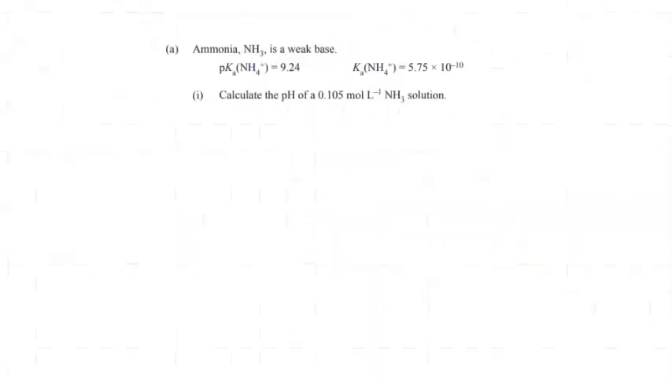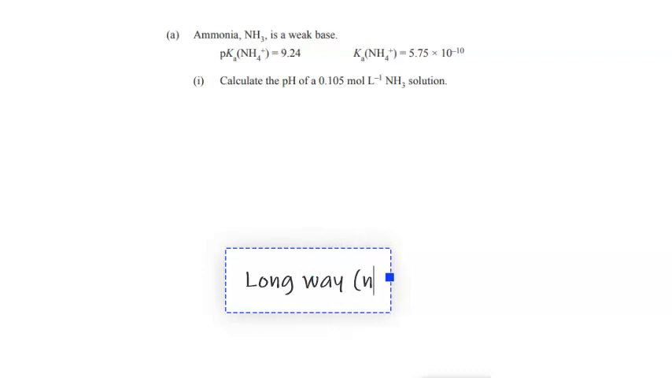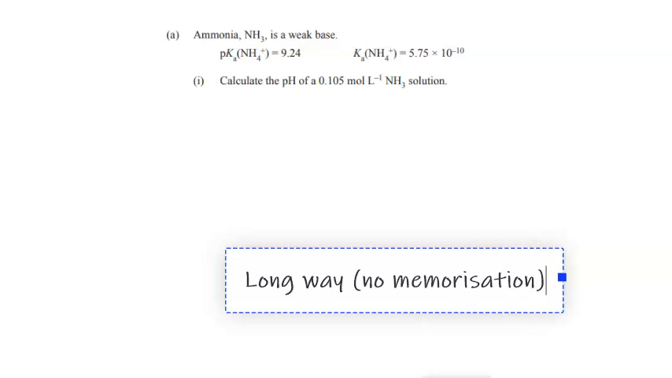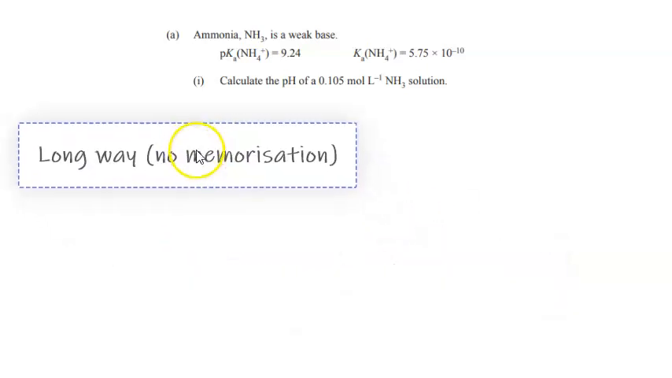So the first question: ammonia is a weak base, and we've got the pKa and the Ka there. Calculate the pH of a 0.105 mole per litre NH3 solution. There's two ways to do this. I'm going to label them the long way with no memorization of equations, and the short way. We'll go through both of these ways.